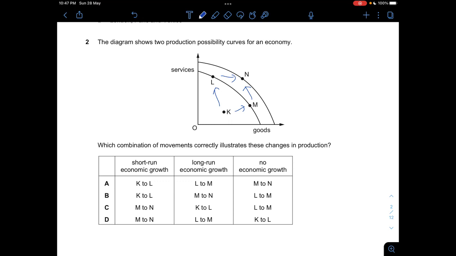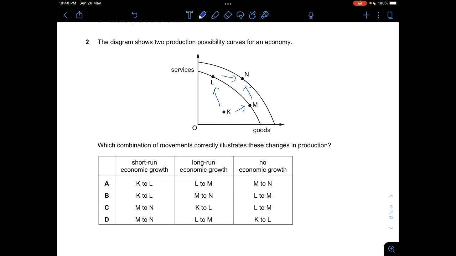And then if there's no economic growth, it's basically a movement of the point from this particular position to another position. Let's say it shifts upwards or downwards. So for this example, let's say we are shifting downwards from L to M, or shifting upwards from M to L. This means that there's no economic growth because you're producing the same quantity for these 2 goods.